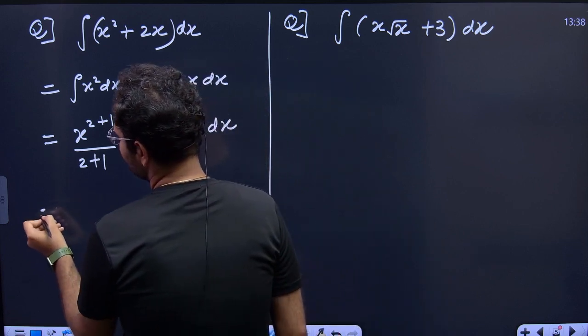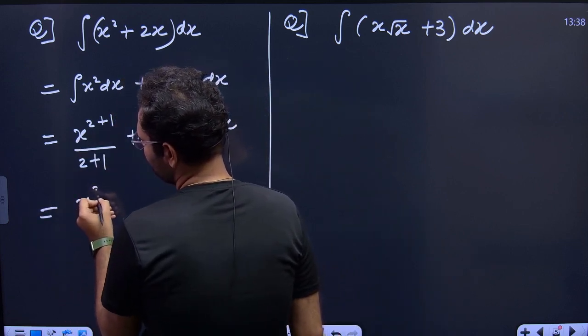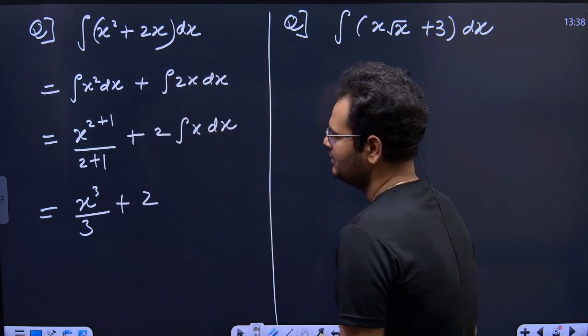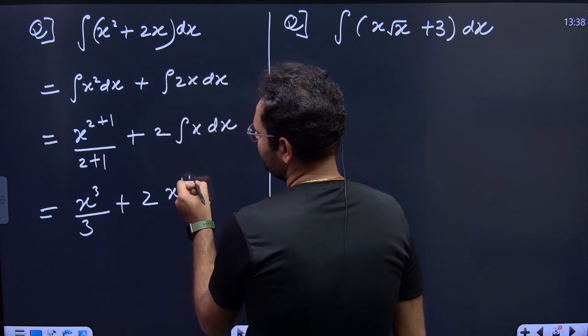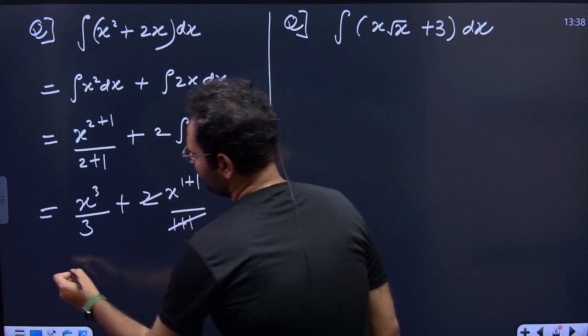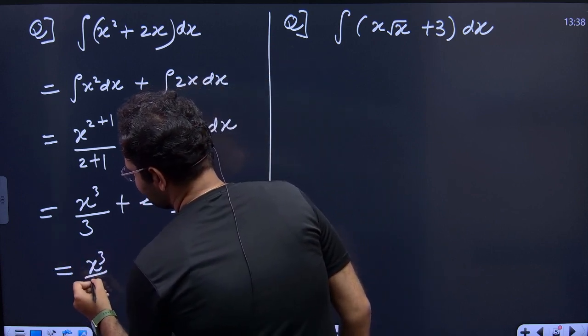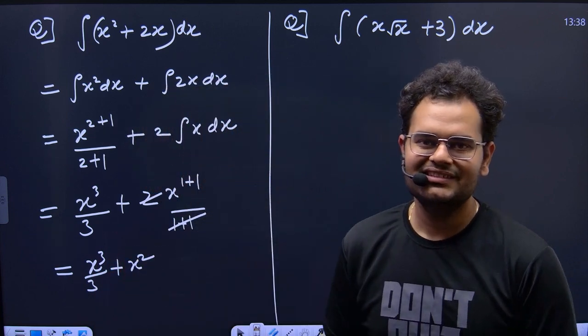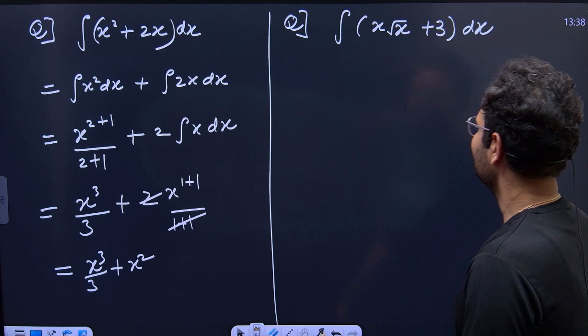So my final answer becomes 2 plus 1, that is x cube upon 3 plus 2 into, what is integration of x? So it is simply x to the power 1 plus 1 upon 1 plus 1. So this 1 plus 1 and 2 is cancelled. My final answer is x cube by 3 plus x square. Very easy. What is there in integration? Nothing is there. Let us solve this question.